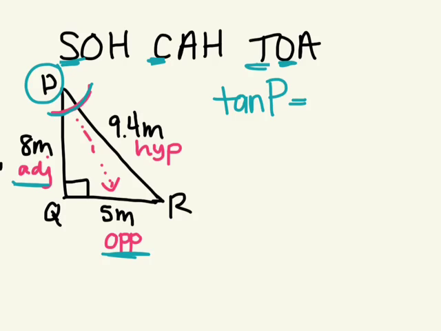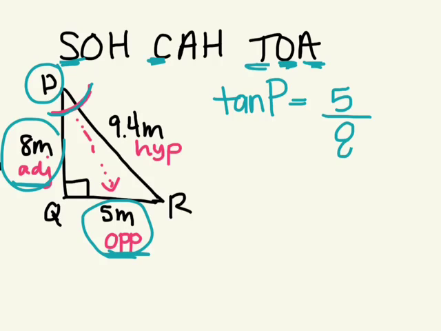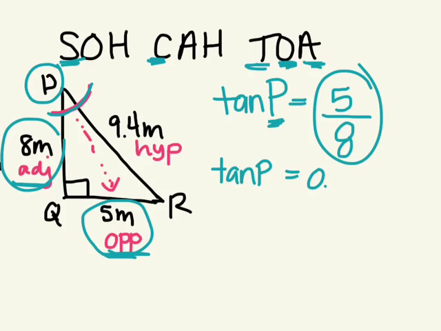Tan P equals, what's the opposite side length? Opposite over what? Adjacent. In this example, we don't know the angle, but we do know the ratio. What's 5 divided by 8 as a decimal? So tan P is equal to 0.625. We're trying to find the angle, right?